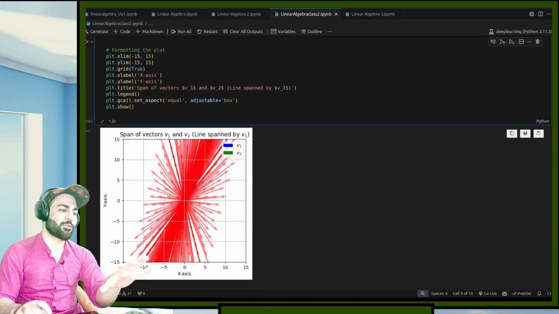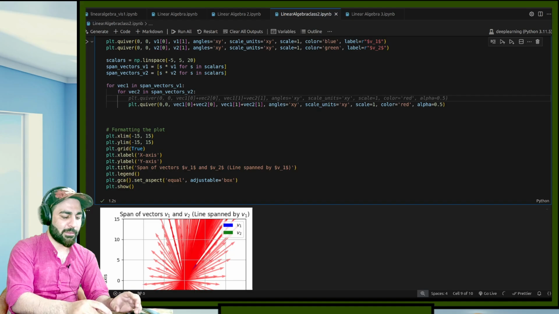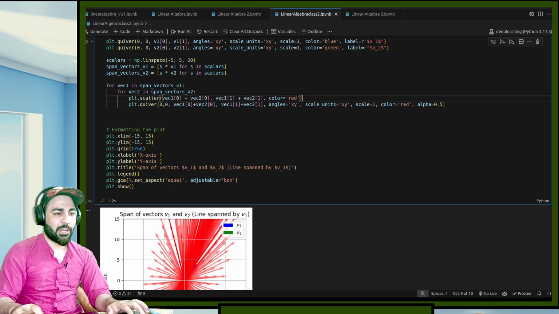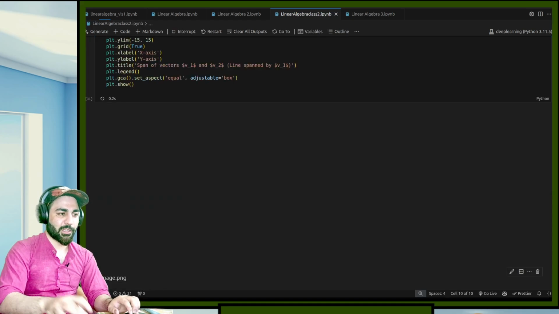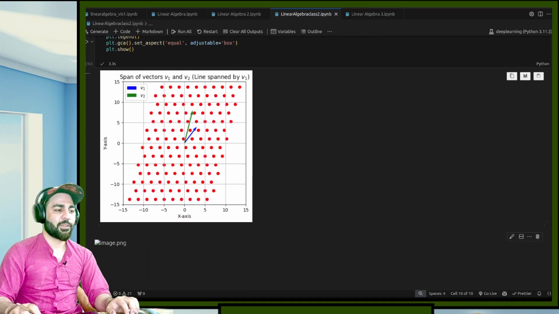Now these vectors look too boring. What I can do is create dots instead of these vectors. How to do that? plt.scatter, vector 0 and vector 1. I will not create the arrows, so you can see these dots. Okay, so this is the span.